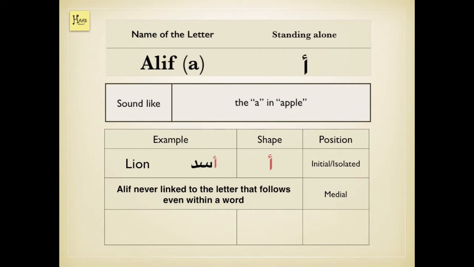The medial position. Now keep in mind, guys, that Alif never links to the letter that follows, even within a word. So there's no example here. And the final position for Alif, as you see, the shape. And the example here is Bab, door.